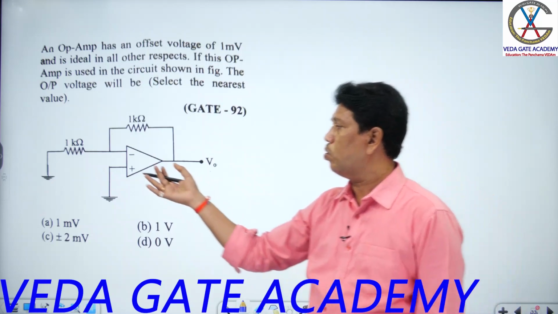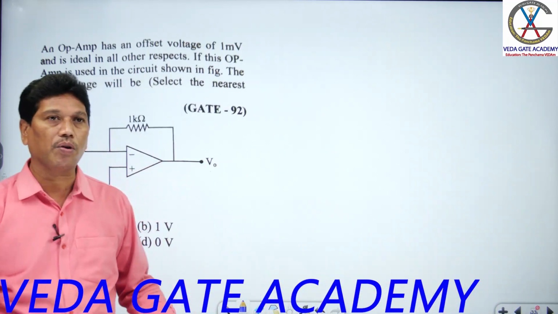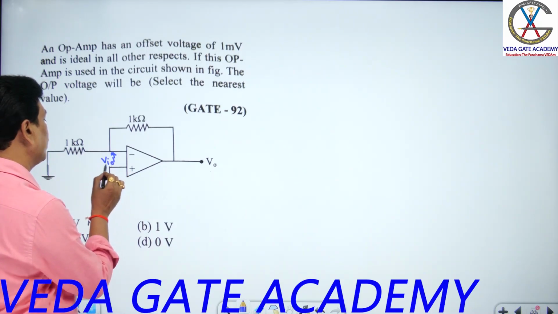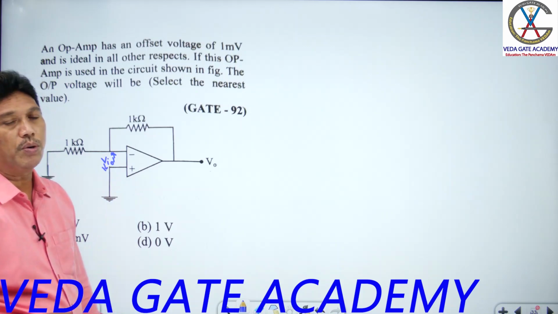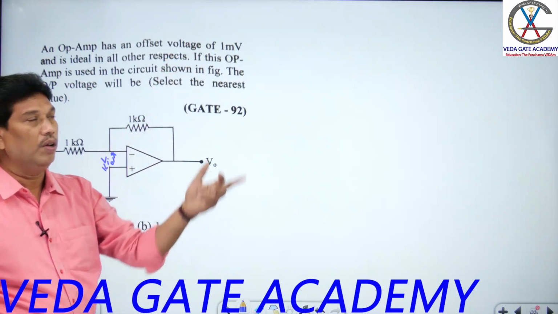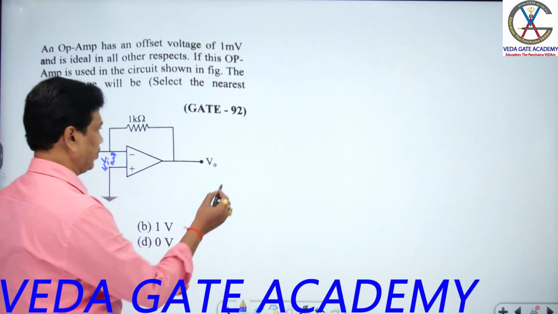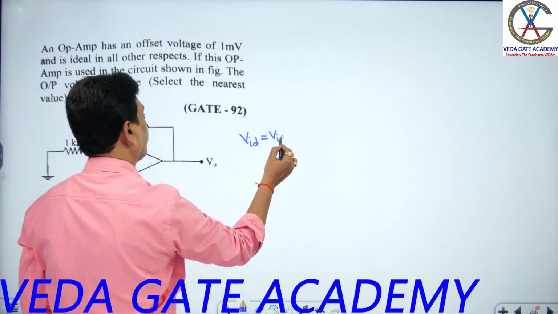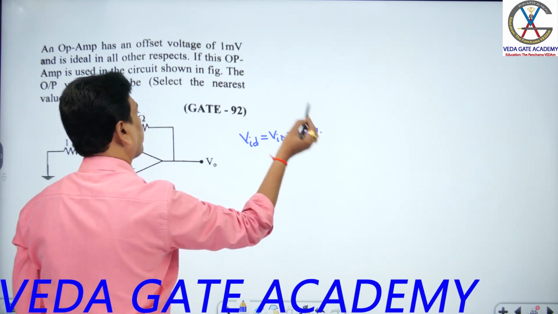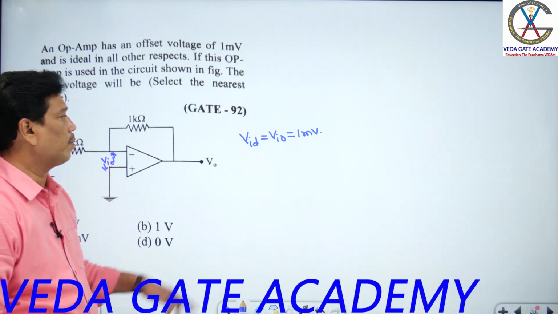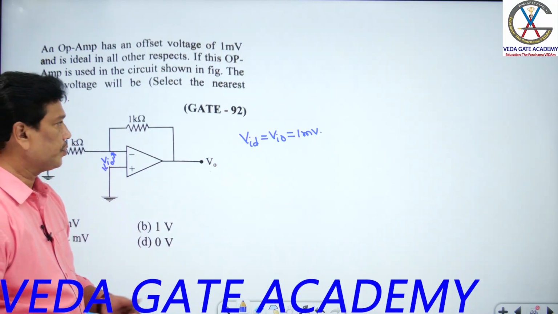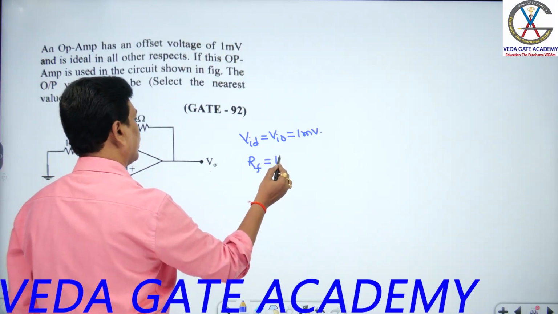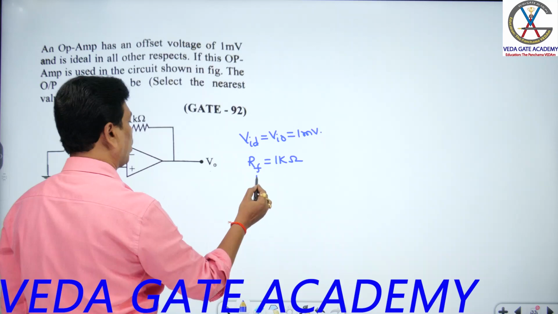Originally no voltage is there, so VAD equal to VIO. Here VAD is the differential voltage, equal to VIO, because that offset voltage is effective. Ideally it's 0, but practically it is specified. VAD equal to VIO, that equals 1 millivolt. Then here RF equal to 1K, R1 equal to 1 kilo ohms.